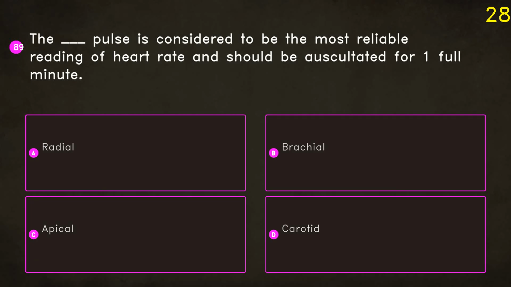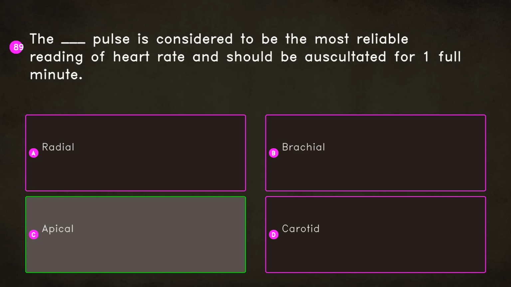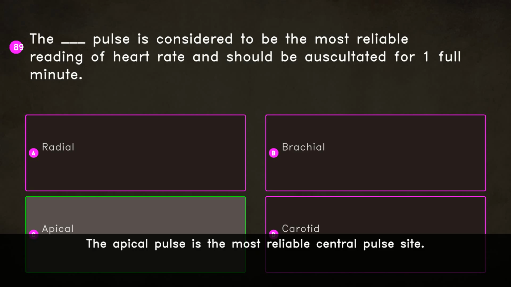Question 89. The ___ pulse is considered to be the most reliable reading of heart rate and should be auscultated for 1 full minute. A. Radial. B. Brachial. C. Apical. D. Carotid. The correct answer is apical. The apical pulse is the most reliable central pulse site.